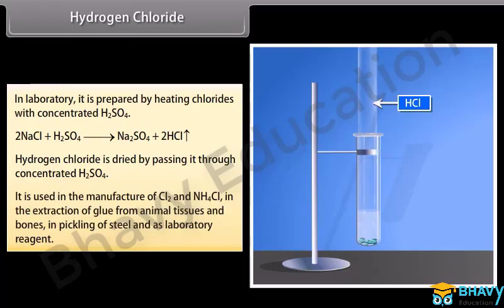It is used in the manufacture of Cl2 and NH4Cl, in the extraction of glue from animal tissues and bones, in pickling of steel, and as a laboratory reagent.